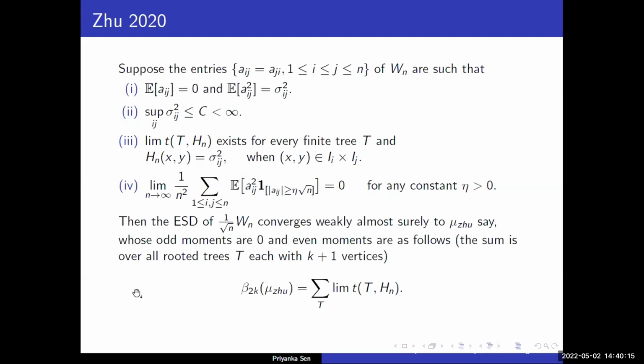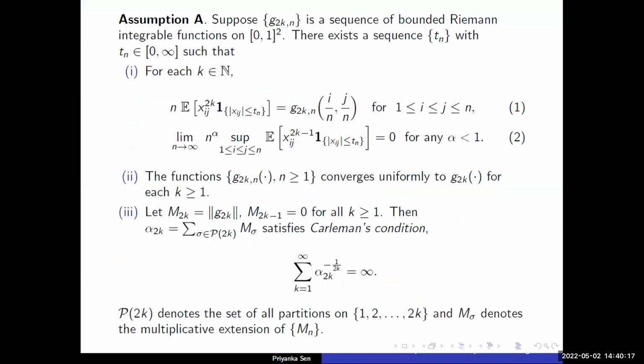Having seen all these results, we try to give a result that considers both these cases. We consider the entries to be independent and allow the distributions to depend on the position in the matrix, that is on i and j, and also on n. So we make these assumptions on the entries.